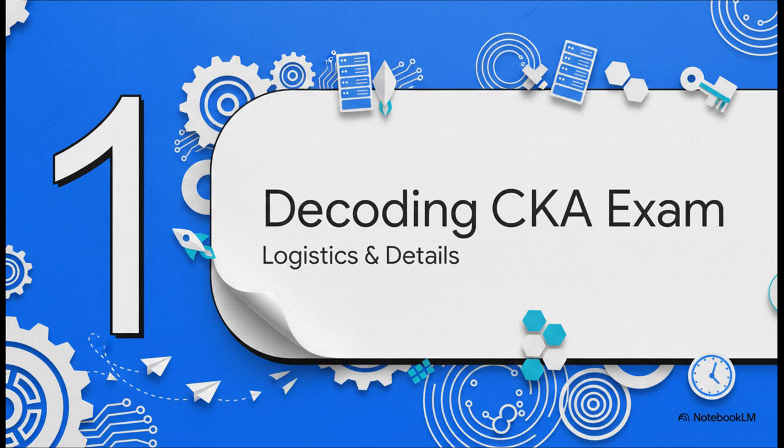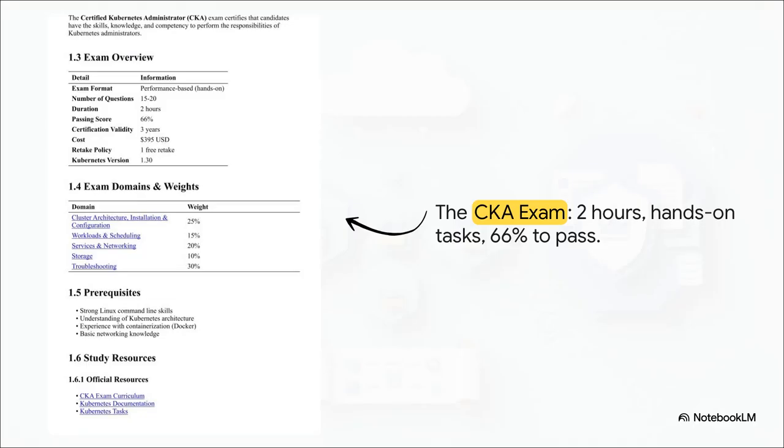Decoding the CKA exam. Let's get the basic administrative facts out of the way first so you know exactly what you're up against before stepping into the testing environment. Okay, the logistics. You've got exactly 2 hours to tackle 15 to 20 performance-based, hands-on tasks in a live version 1.30 environment. Listen, this isn't a multiple-choice test.